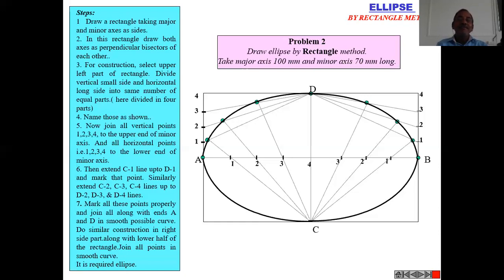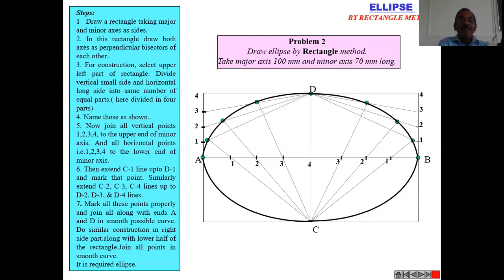It is given like this: draw an ellipse by the rectangle method, major axis 100 mm and minor axis 70 mm. But the same question can be given in another way. That is, inscribe an ellipse in a given rectangle of 100 mm and 70 mm sides. A 100 mm by 70 mm rectangle you have to inscribe. So you need to first draw the rectangle.